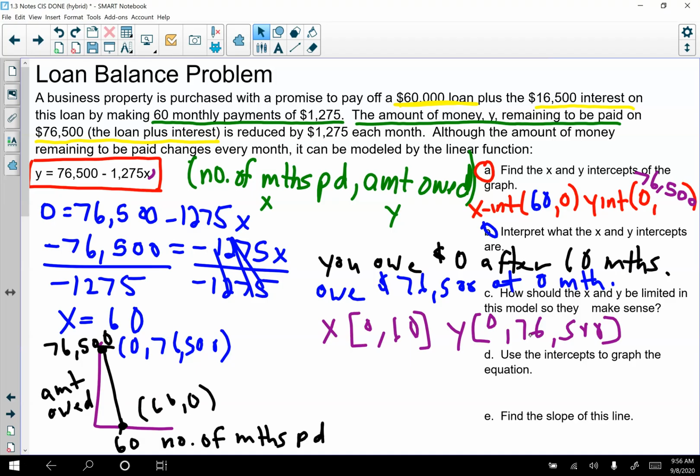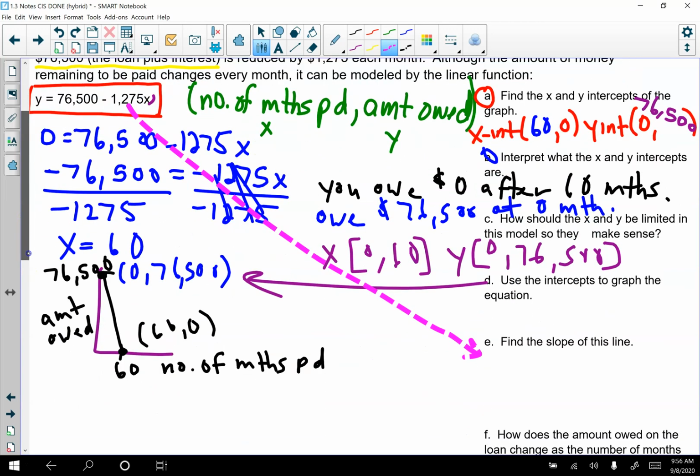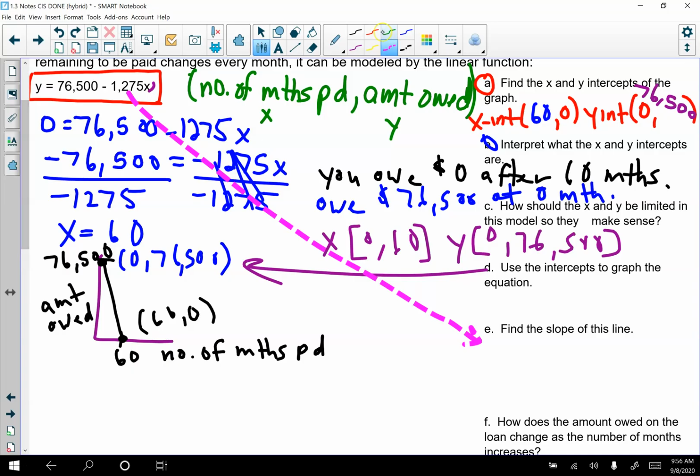Use the intercepts to graph the equation, and we already did that right there. Find the slope of this line. Well, the slope is right here. And I would say the slope is negative 1,275, only the number part. F is the next one.